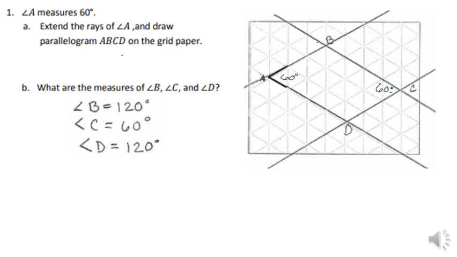Now another thing we learned in class is that adjacent angles, or angles next to each other, have to add up to 180. So if C is 60, that means D would have to be 120, so they would add up to 180. And we can check that because A plus D, which is 60 plus 120, would also mean 180. That also let us know that B, since it's an opposite angle, would be 120. So that's how they came up with their measurements.